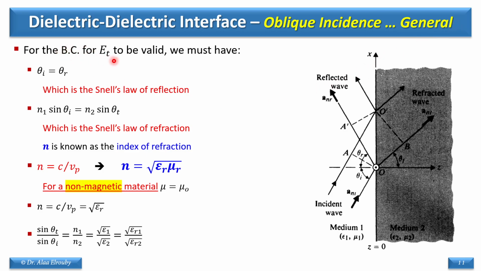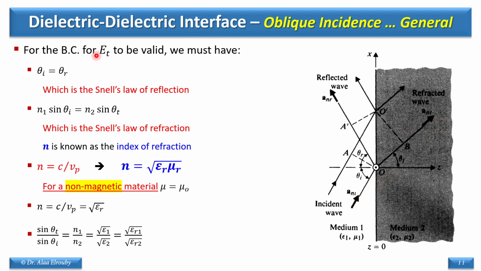For the boundary condition, E tangential in media 1 and E tangential in media 2, in order to have a valid tangential boundary condition on the electric field, we'll find that the angle of incidence must equal the angle of reflection. This is very similar to the case of the dielectric-conductor interface, and we call this Snell's law of reflection.